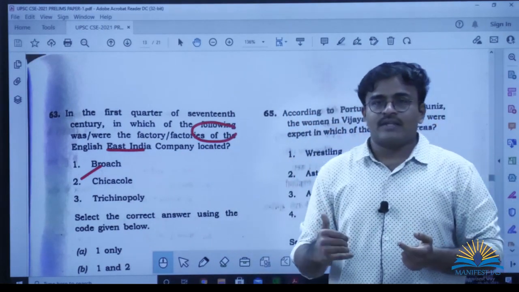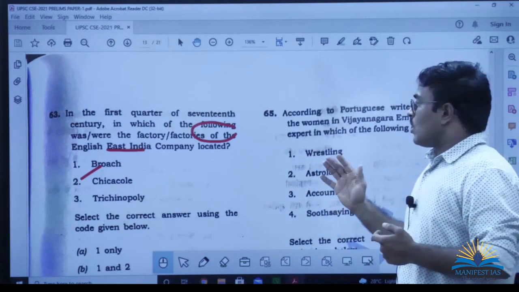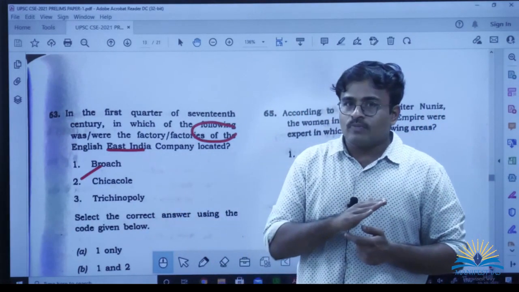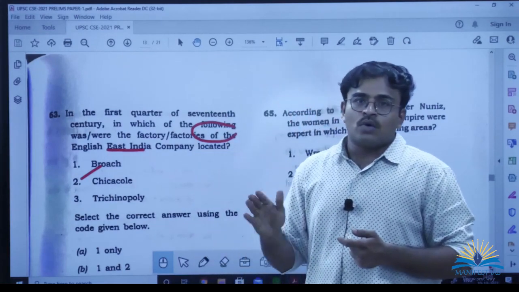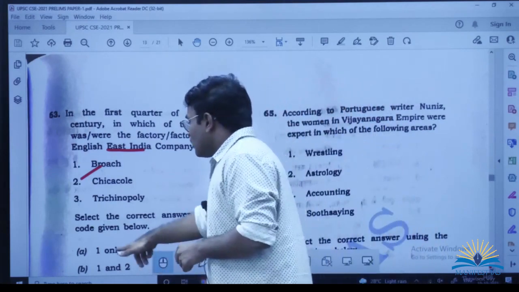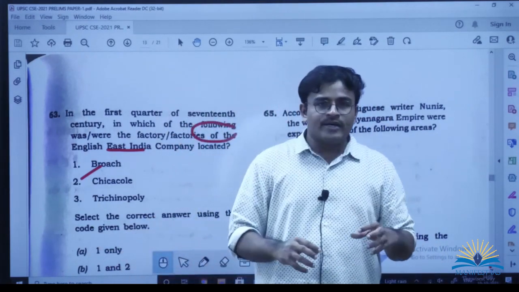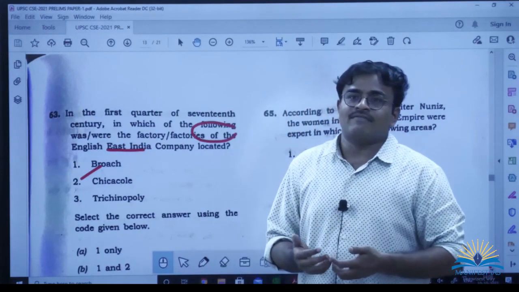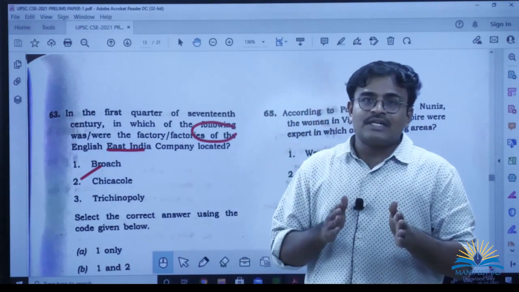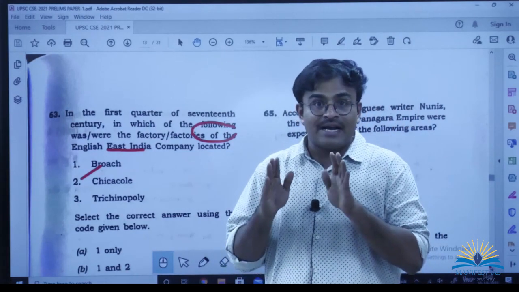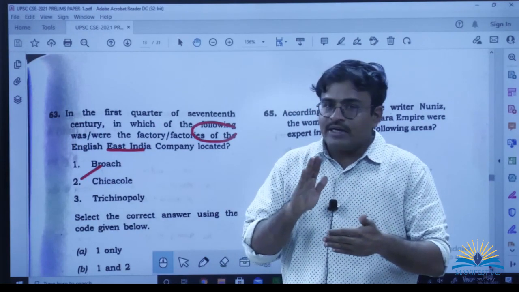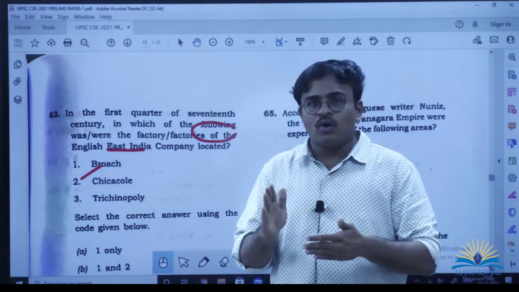Broach is also a place where they established their factory, but not Chicacole and Trichinopoly. Trichinopoly is in fact present in the interiors, so in Trichinopoly there was no factory, whereas in Chicacole also there was no factory. The only answer for this question is A. But this question might lead to some controversies, because some sources might have named Chicacole also as a place of factory. But I have checked it. Between 1700 and 1725, the English East India Company had its factory in Visakhapatnam, which is very close to Srikakulam, and it did not establish any factory at Chicacole or Srikakulam.